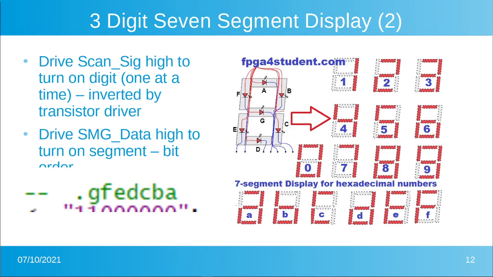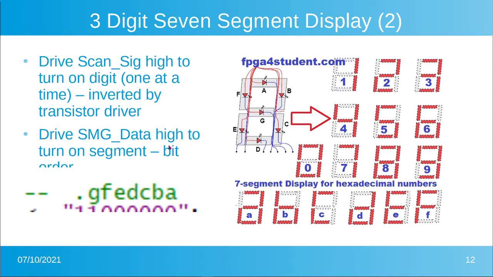The page that I pointed to or went to is fpga4student.com, and they have a real nice write-up here on what the segments are in a display. And the particular display that's on this QMTech card, you have to drive the SIG-scan line high to turn on a digit. You can only do them one at a time. The way it's driven is inverted by a transistor driver, so you only want to turn on one segment at a time. If you don't, it just looks weird. I mean, you're getting something on multiple segments.